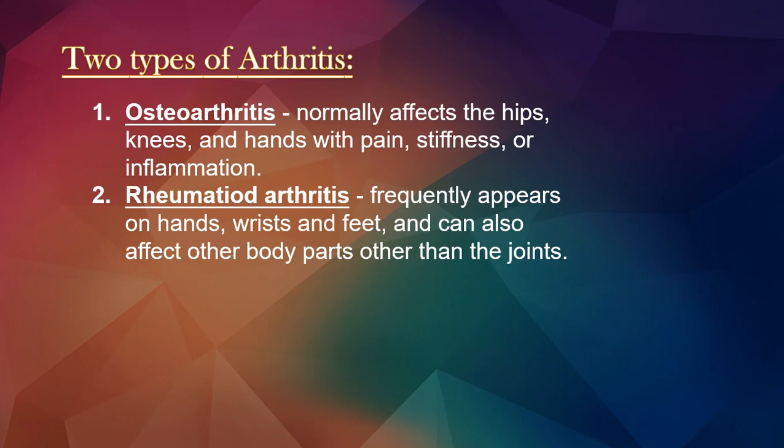Okay? So, two types of arthritis. Number one, osteoarthritis. Normally affects the hips. Ito, sa balakang nyo. Knees, sa tuhod. And hands with pain, stiffness, or inflammation. Rheumatoid arthritis frequently appears on hands, sa kamay, may rheuma ka na, wrist and feet, and can also affect other body parts other than joints. Okay, may rheumatoid arthritis.